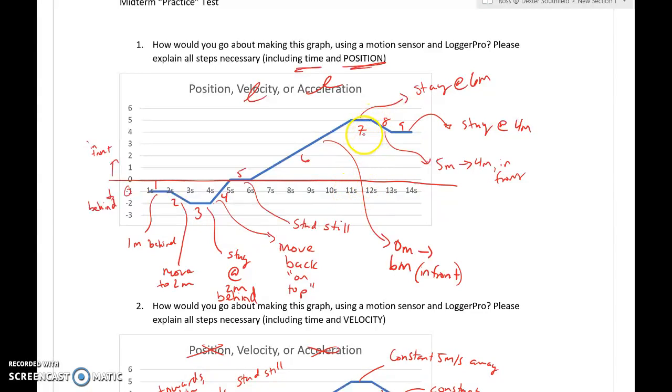Seconds 11 to 12, you stay at 6 meters. 12 to 13, you go from 5 meters to 4 meters, still in front. And then in the last segment here, you stay at 4 meters. So remember, when you're doing this on the test, they do not need to be in full sentences. They can be in note form.